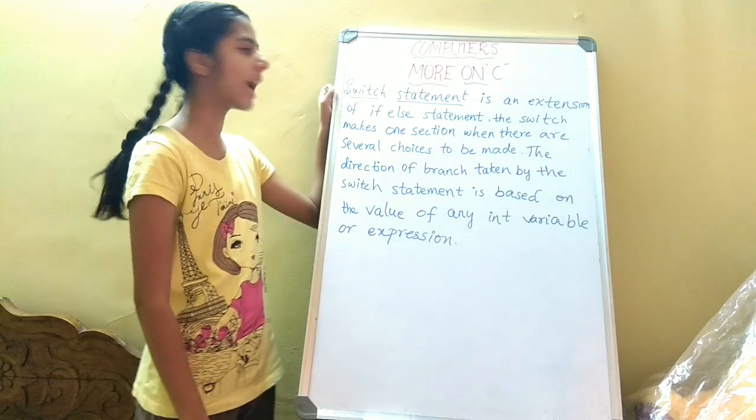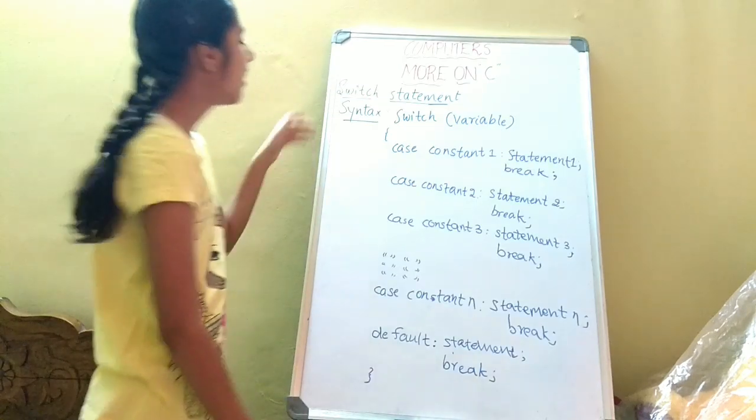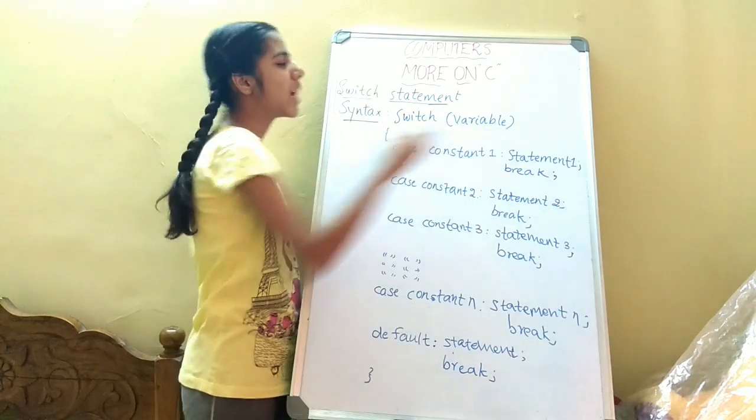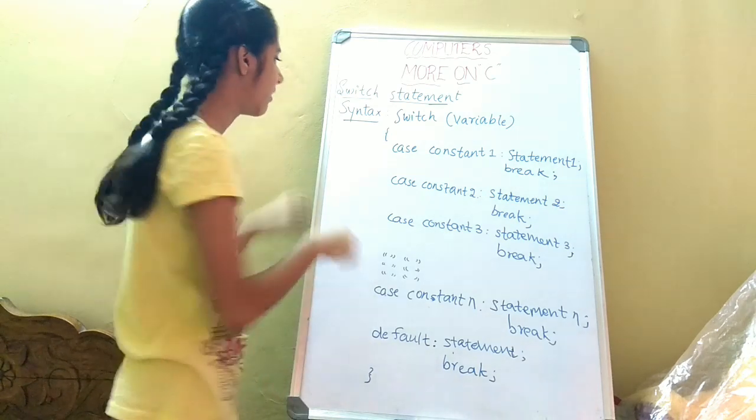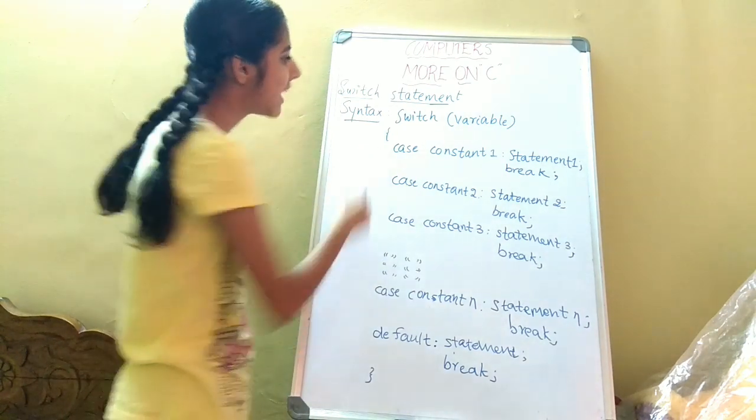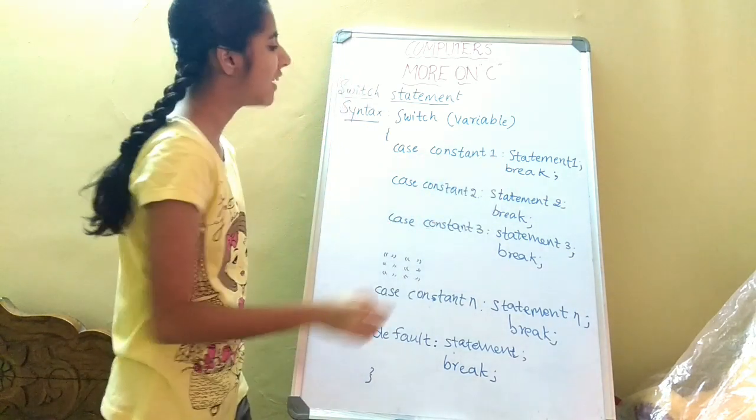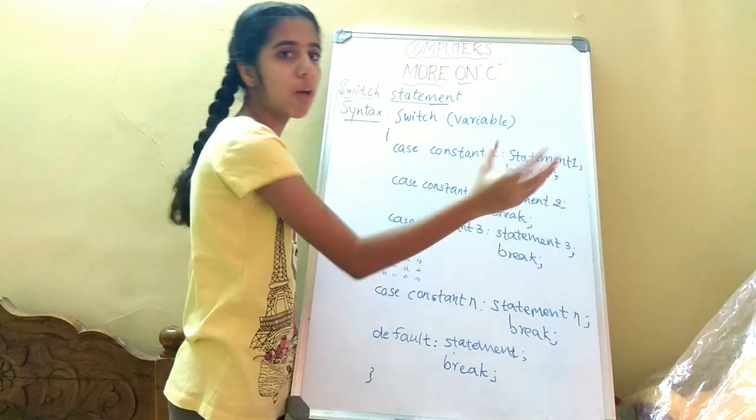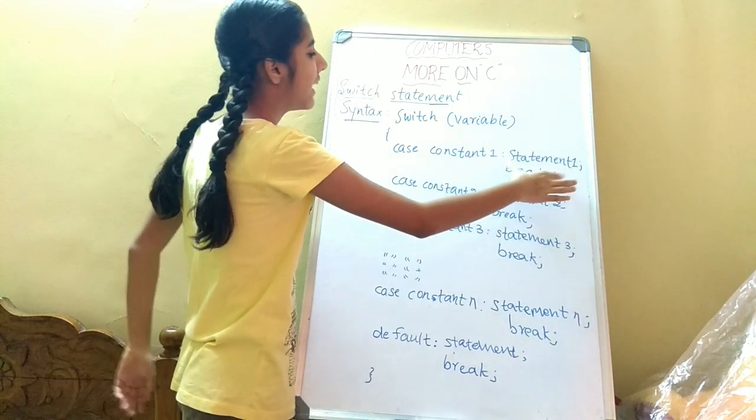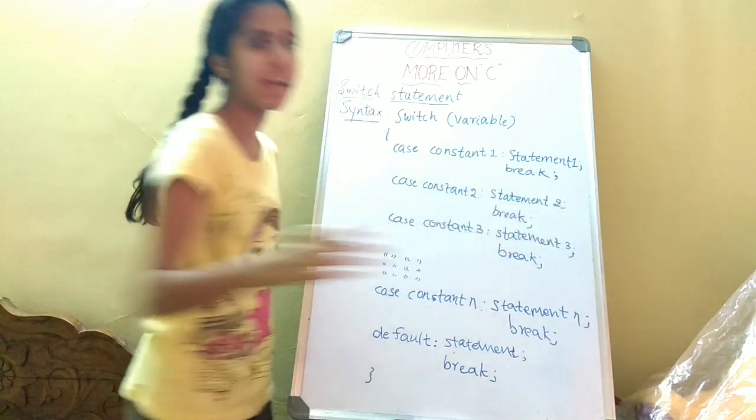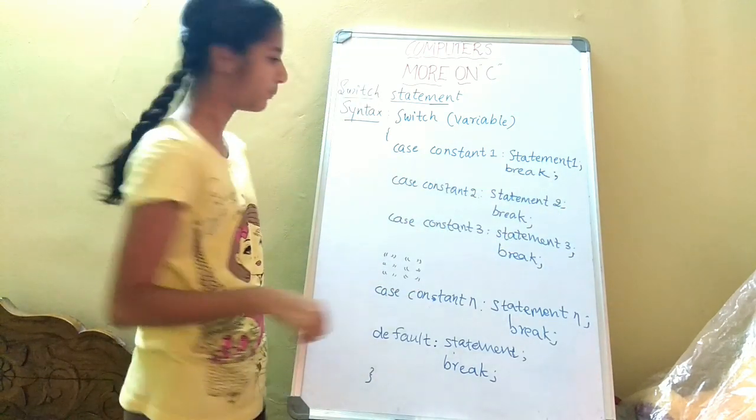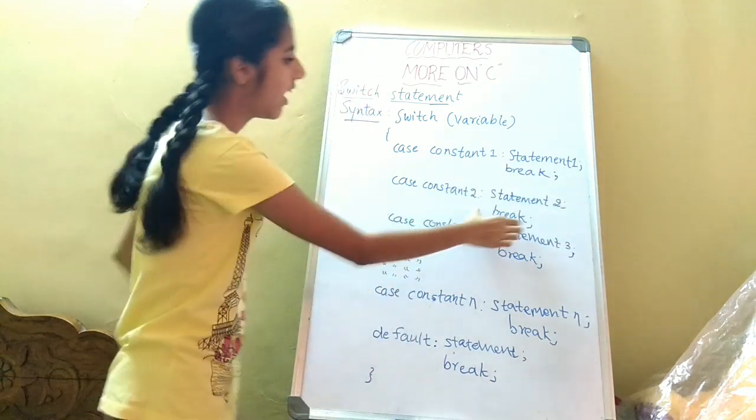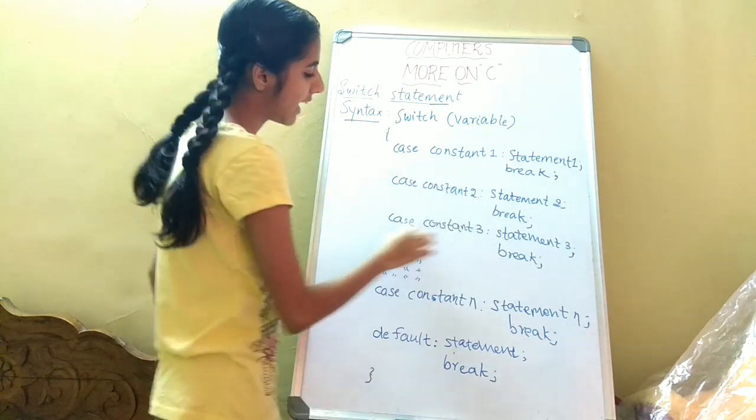Next I'll tell the syntax of the switch statement. Switch, variable, any variable A to Z, small or capital. Open braces. Case constant 1: you can write any statement, suppose your name, my name ABCD. Then you should write break so that the line will break in your output. Case 2: statement 2, I am studying in something. Break. Next, case 3.